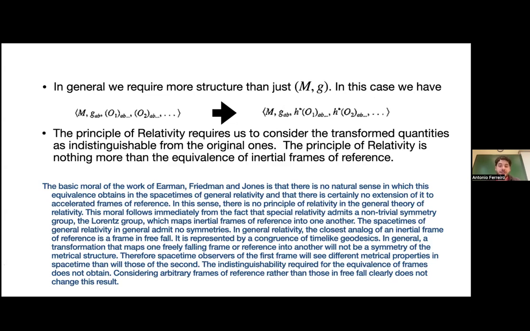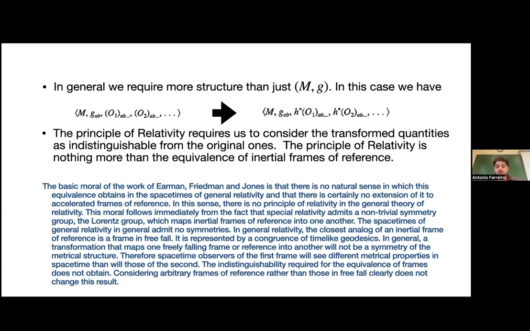In general relativity, the closest analog of an inertial frame of reference is a frame in free fall. It is represented by a congruence of timelike geodesics. In general, a transformation that maps one freely falling frame of reference into another will not be a symmetry of the metrical structure. So if we try to find an H that transforms the metric as in Minkowski spacetime, we will find none.